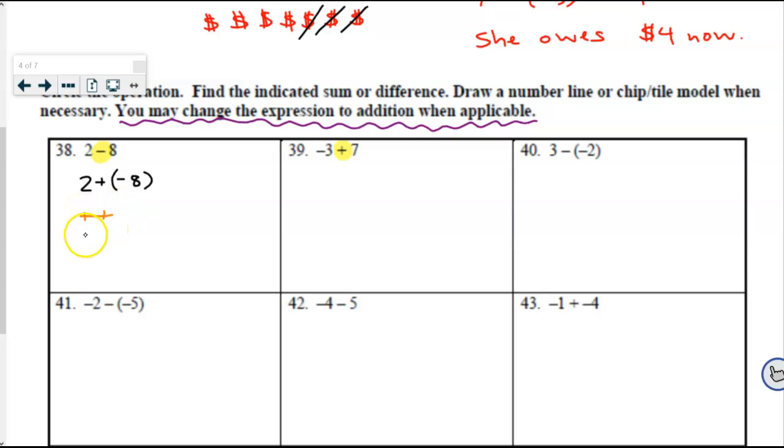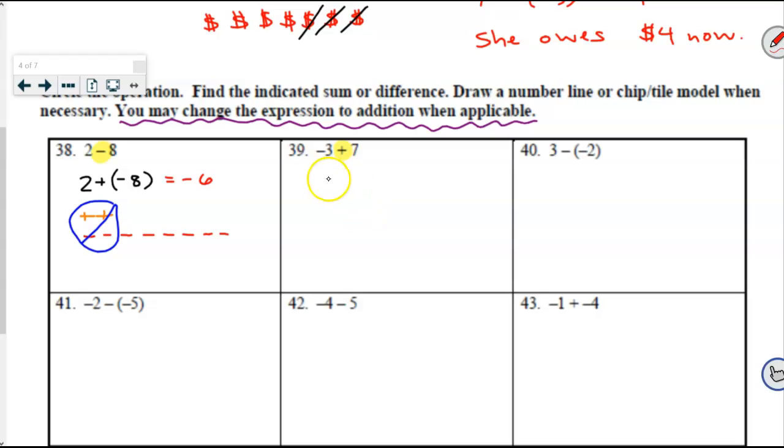2 positives, and I'm going to add 1, 2, 3, 4, 5, 6, 7, 8 negatives. These ones are going to 0, and I'm going to be left with 1, 2, 3, 4, 5, 6 negatives. So this is equal to -6. That wasn't too bad, right?